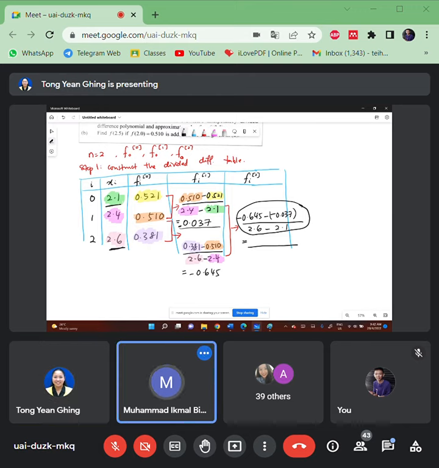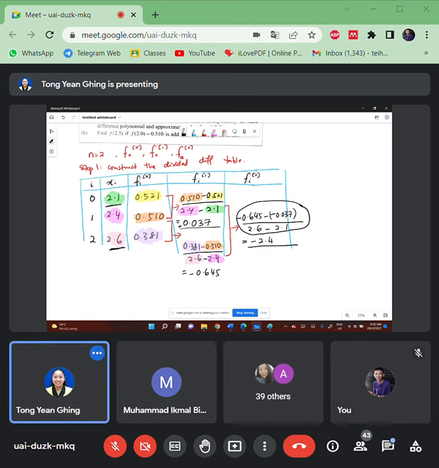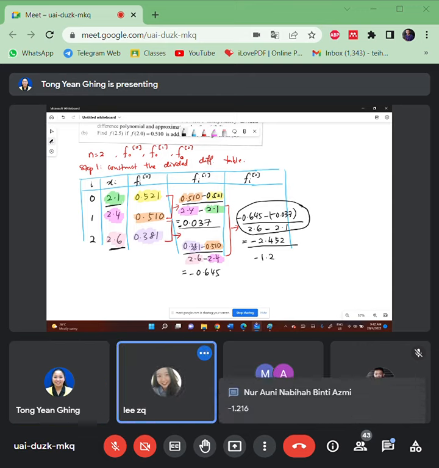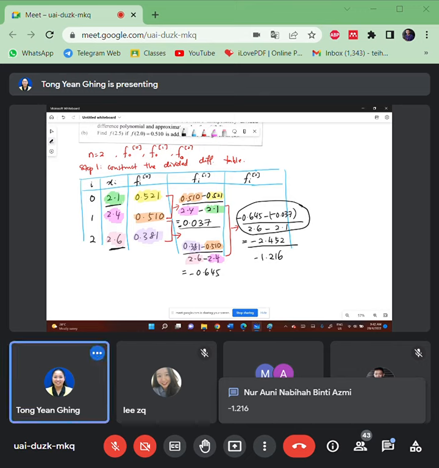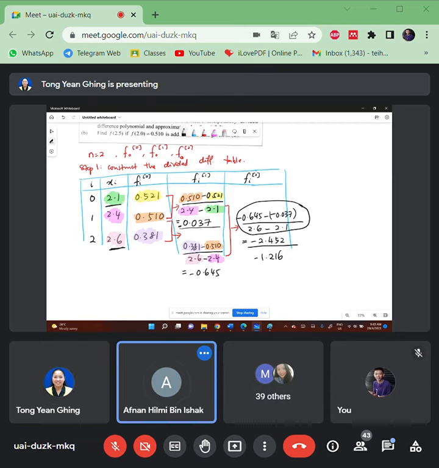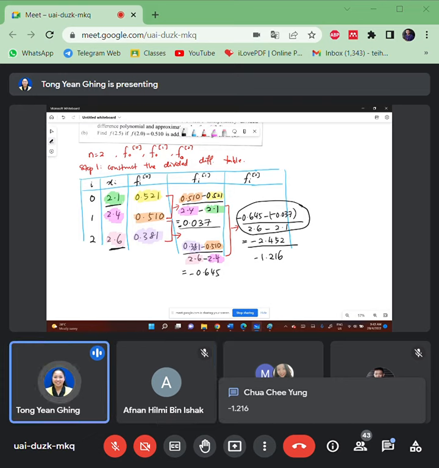Okay. Negative 2.452. Yang lain sama ke? Saya dapat negative 1.216. So how about the others? Ni pun dapat negative 1.216, right? Afnan pun dapat. Chua also can get this one.